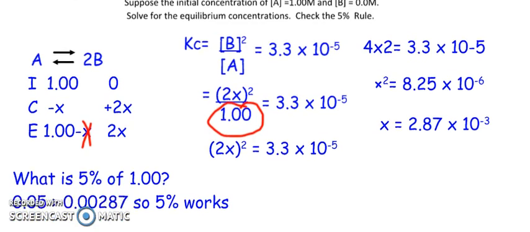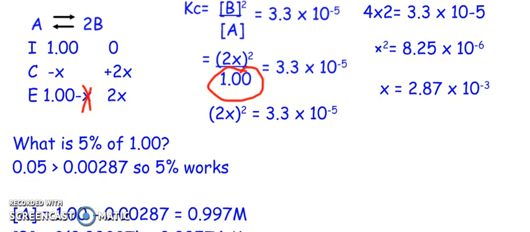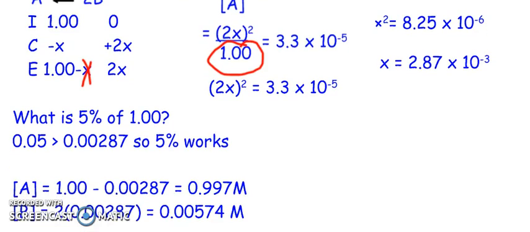So last but not least, we need to go back and figure out what the values of A and B are. Here we go. So what is 1 minus 0.00287? It's right here. What is B? It's 2 times 0.00287, and it is right here. Okay, if you go back and plug these values in, and just to double check, make sure they do make that K value that we came up with, 3.3 times 10 to the negative fifth, and you'll see it works out great.